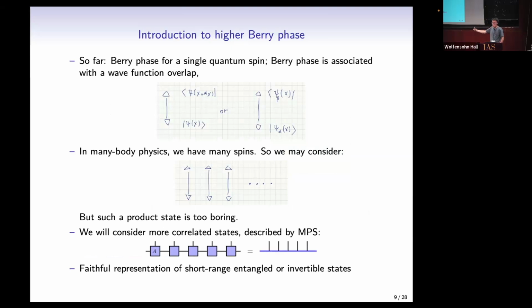And then moving toward many body physics, I may be interested in having many such spins. But of course, if I consider just a product of such states, independent spins, the physics is essentially just a zero-dimensional system. So this is too boring. So we should consider correlated states. And in my talk, I will focus on the class of states represented by matrix product states. To be more specific, I'll be focusing on short-range entangled states or invertible states, which means it's the unique ground state of some gapped Hamiltonian. And then they can be faithfully represented by a matrix product state in one dimension.